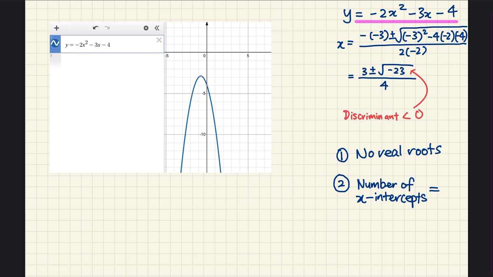Of course, there could be a pair of complex roots, but that's not in the syllabus. So we'll just conclude it as no real roots. And if we were to sketch or plot the graph, then we will see no intersection between the graph and the x-axis. So we'll say the number of x-intercepts is 0.